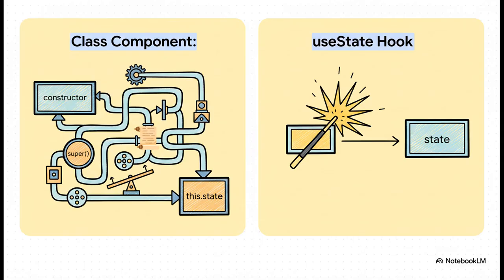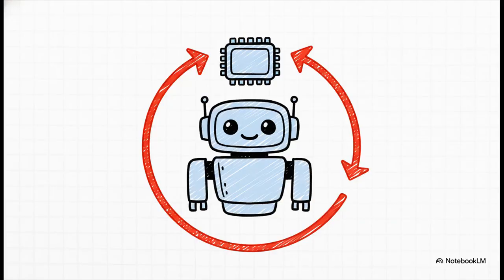Just look at this. The difference is night and day. On the left is the old way. To get a simple counter going, you needed a whole constructor method, you had to call super, you had to set this.state. It was a whole ceremony. And on the right, that's the useState hook. One single, clean, easy-to-read line of code. That's it. It gives you the value and a function to update it. So much better. If you take away just one thing about useState, let it be this: it gives your components memory. It finally lets those simple functions remember things from one render to the next.